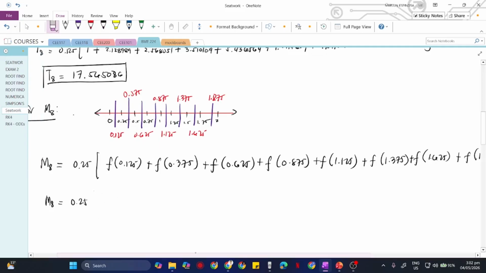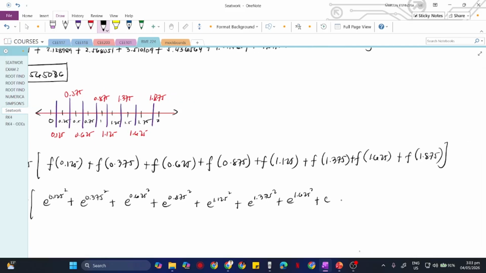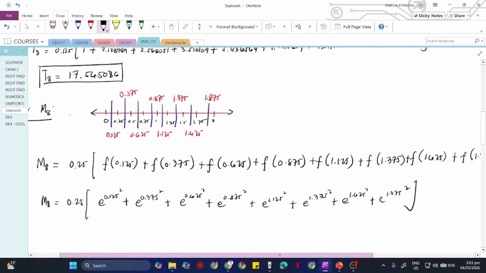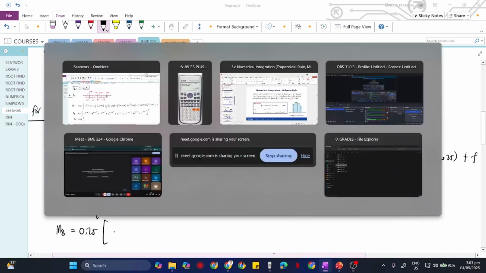Now we have the equivalent e raised to the power of 1.25 square plus e 0.375 square plus e 0.625 square plus e 0.875 square plus e 1.125 square plus e raised to the power 1.375 square, plus e raised to the power of 1.625 square plus e 1.875 square. Okay? So, tingnan natin, no? M sub 8 equivalent sa 0.25.